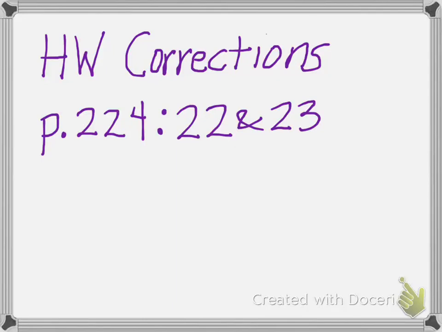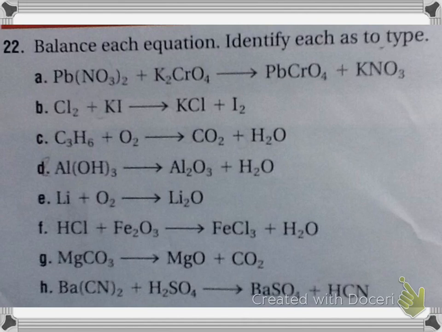Here are corrections for the homework assignment that was page 224, exercises 2 and 3. Question number 22 asks you to balance each equation and identify each as the type. We're going to do the type part first right now. So this first one, I have two reactants and they're both compounds, so this is a double replacement.